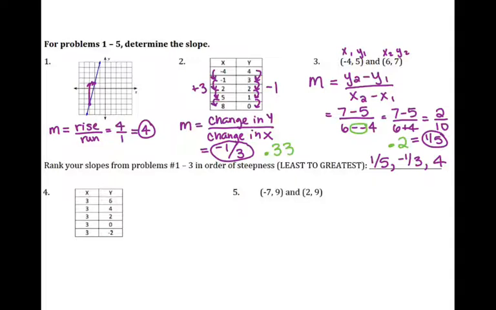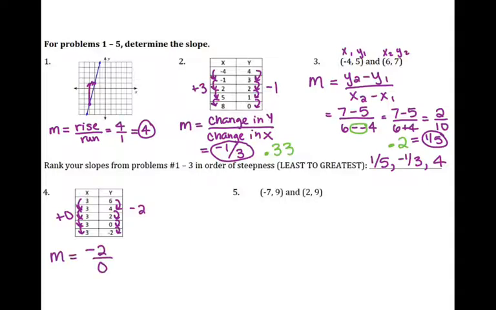Now, number 4, if you look at your table, you got something crazy going on with your x's. All of your x's are just the value 3. So if I look at my change in x's, there is no change in x's. That's a 0. If I look at my change in y's, since I'm dealing with a table, I am subtracting 2 every time. So when I write my slope, it's change in y over my change in x.